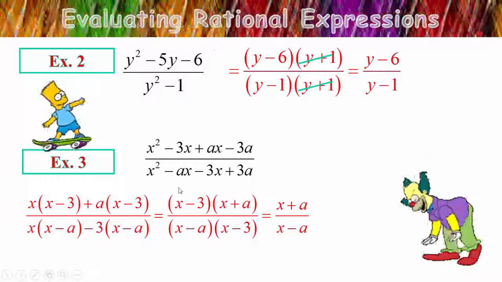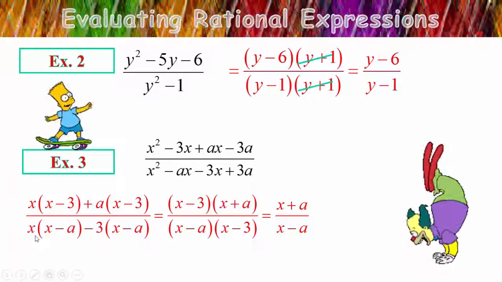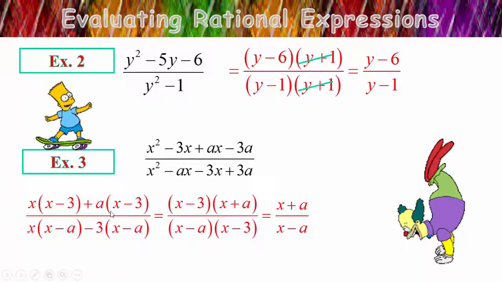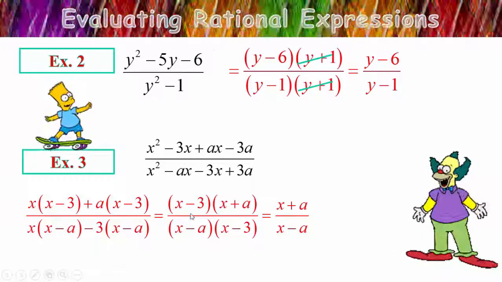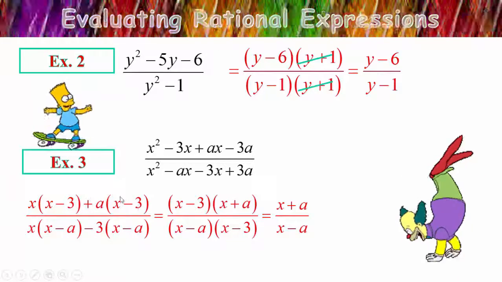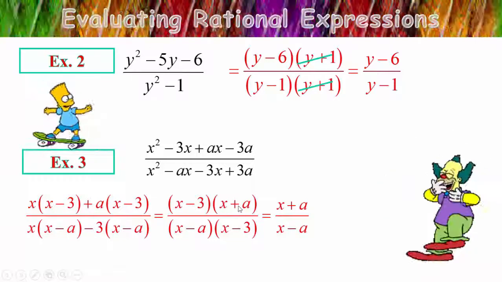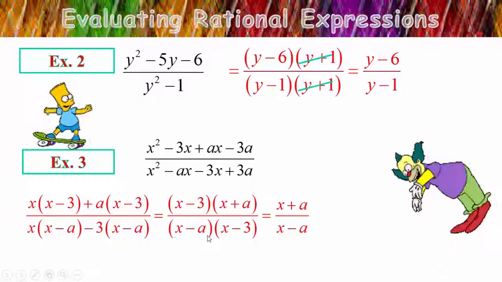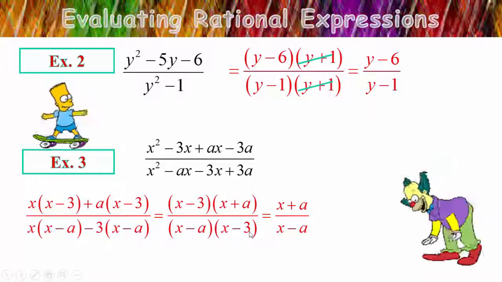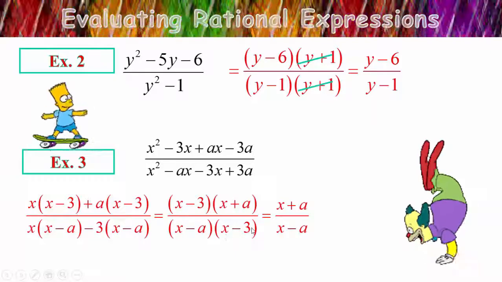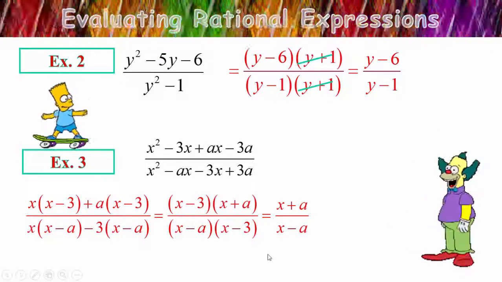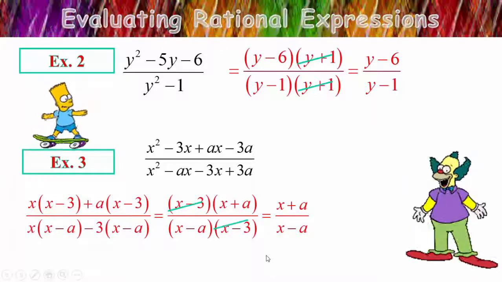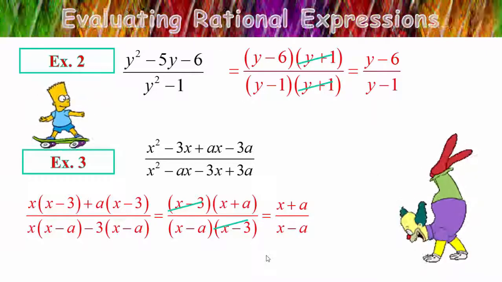And similarly in the denominator, I pull out the x, and then I pull out the negative 3. And then, of course, I factor the way I would factor by grouping. So I have x minus 3 in common, and then I put the leftovers in the other bracket. And then I have x minus a in common, and then the leftovers in the other bracket. And I notice that x minus 3 and the x minus 3 cancel, so I get x plus a over x minus a.